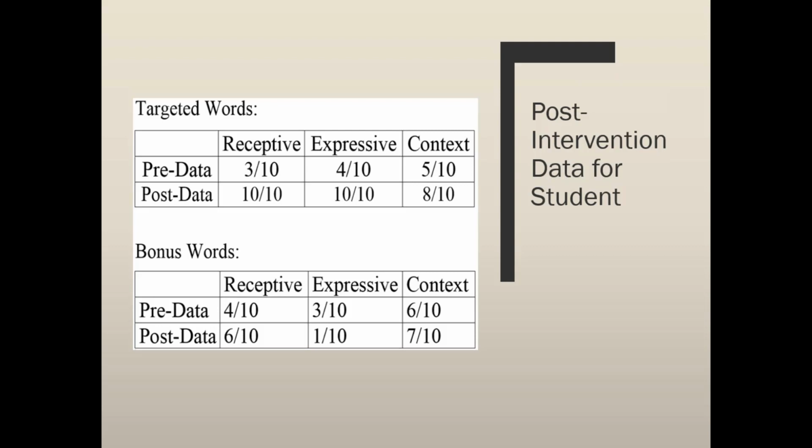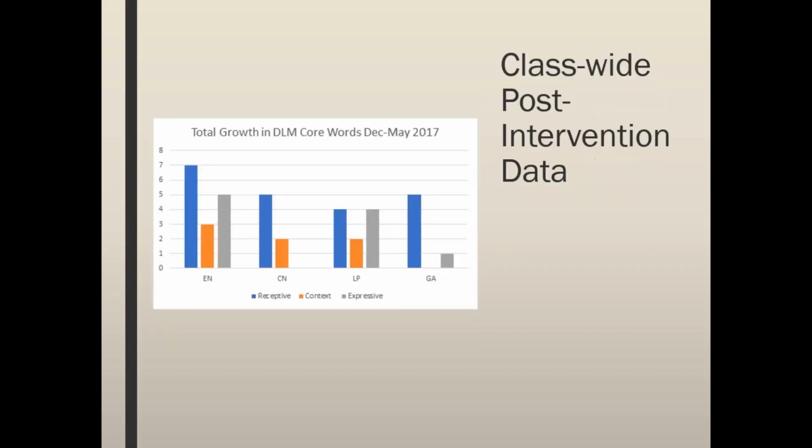And so he, out of the bonus words, mastered 6 out of 10 receptively, 1 out of 10 expressively. We kind of went back that day, but that's great to collect data across time because maybe that was just a bad day. Maybe he does know more words, but we should probably retest to see. And in content, he grew a word. So growth, and that's amazing.